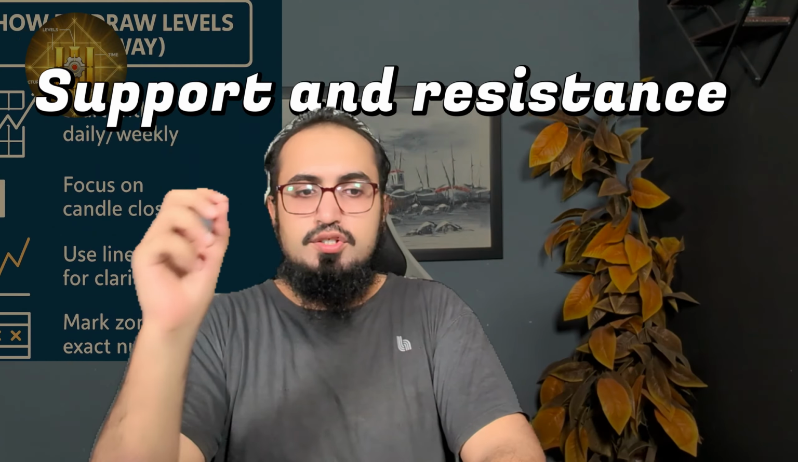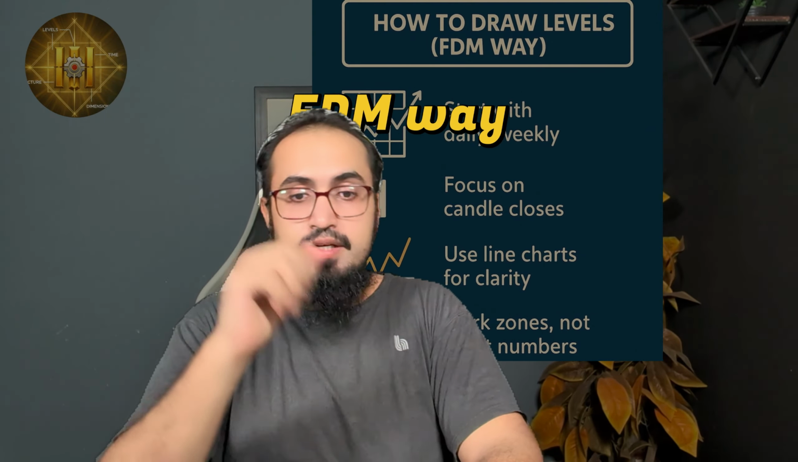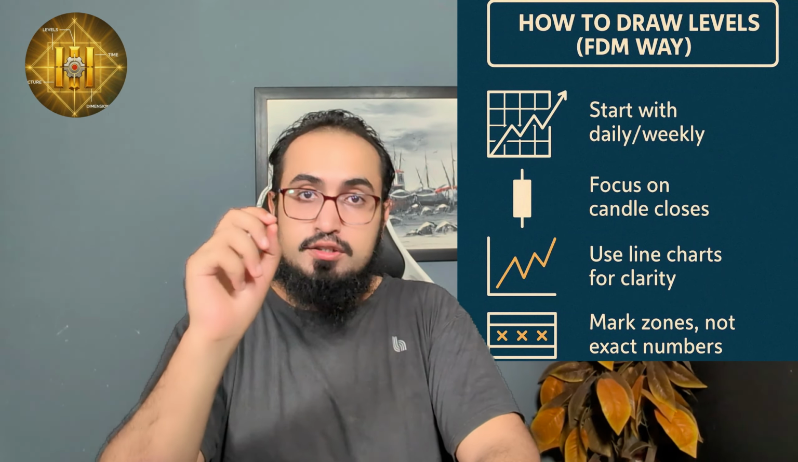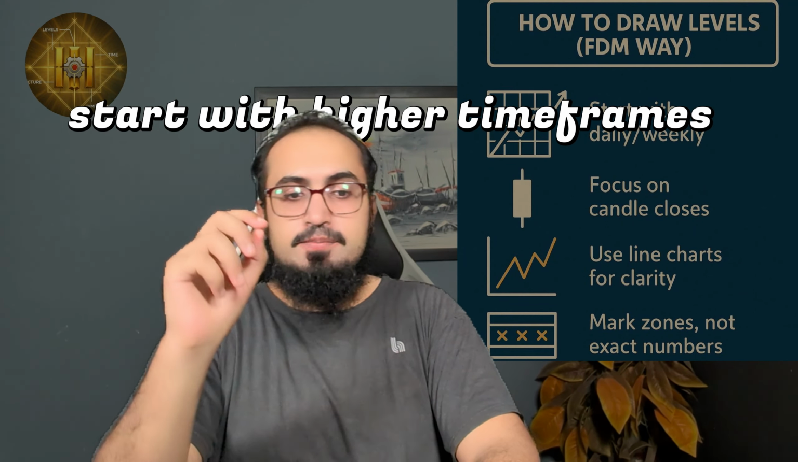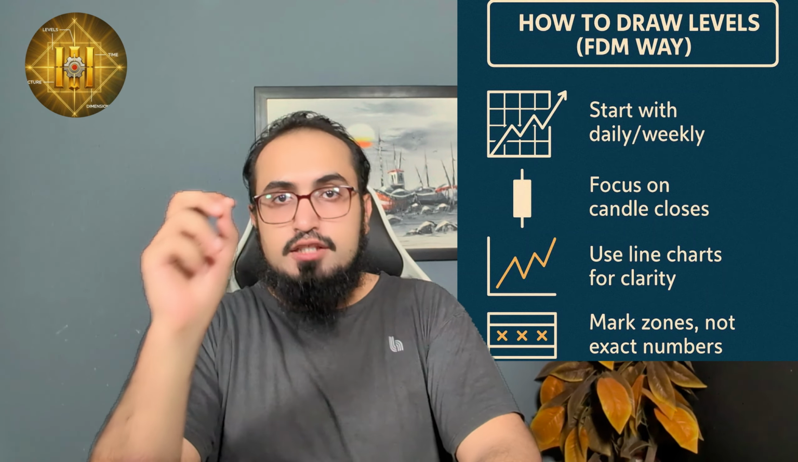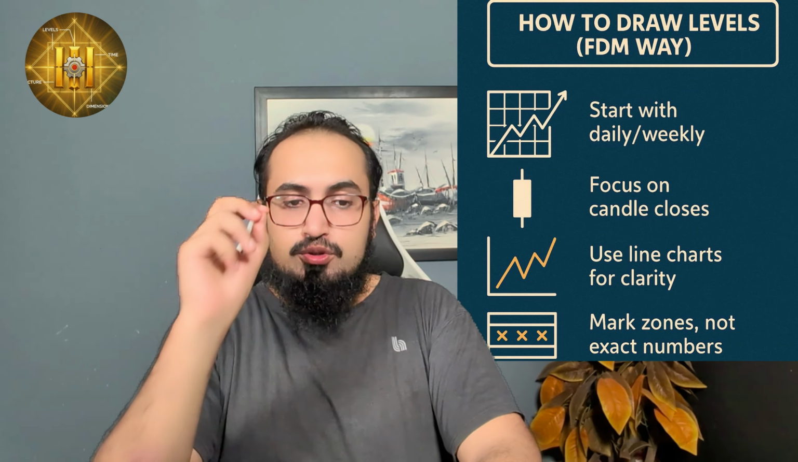Alright, let's get practical. Here's how to draw support and resistance levels in FDM, and I want you to follow along. First, start with higher time frames. Think of it like looking at a map. You start with the big picture view before zooming into the streets. Daily and weekly levels are like major highways. They carry more traffic and have more influence because the institutions that are moving the markets are focused on the higher time frames.